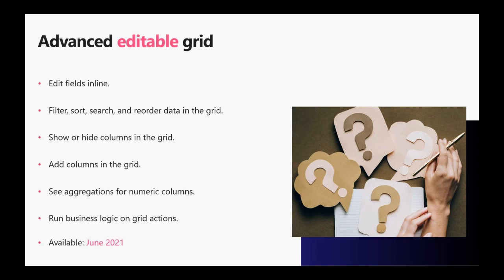This advanced editable grid should be a part of a new workspace that will be called Deal Manager Workspace, and is intended for salespeople to have an overview of opportunities and to just easily edit opportunities in this editable grid. So you will be able to easily do stuff like filter, sort, search, even reorder data in the grid. You will be able to show or hide columns on the grid or add columns on the grid. You would be able to add aggregations, of course, in numeric columns.